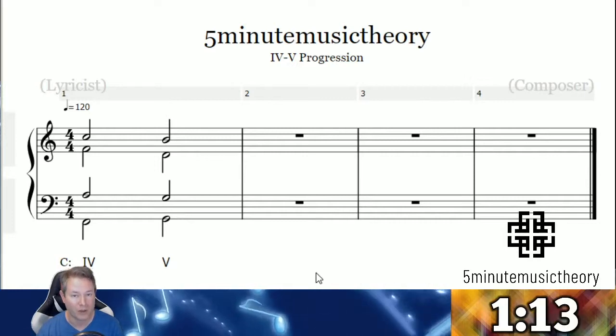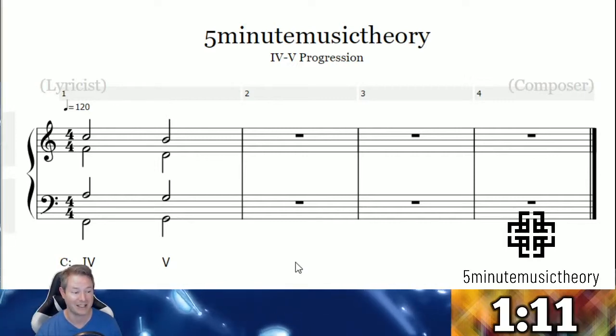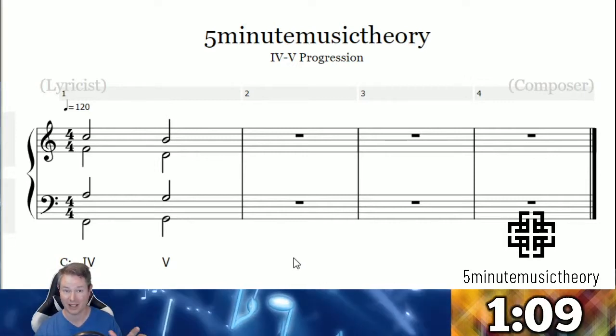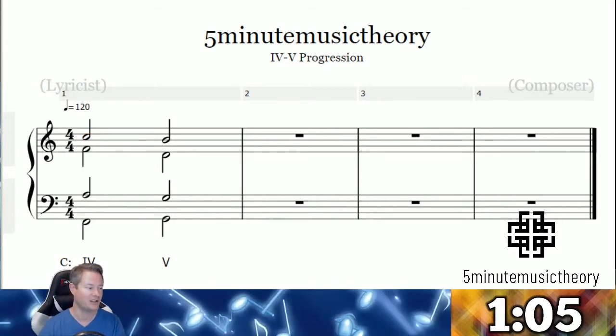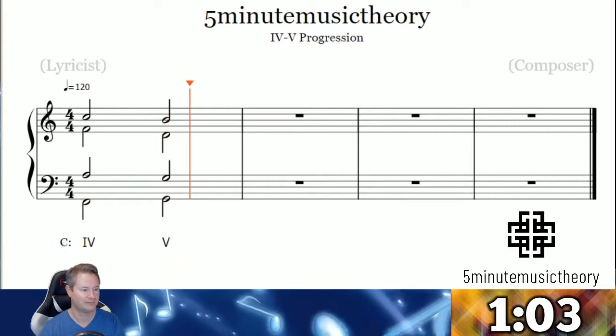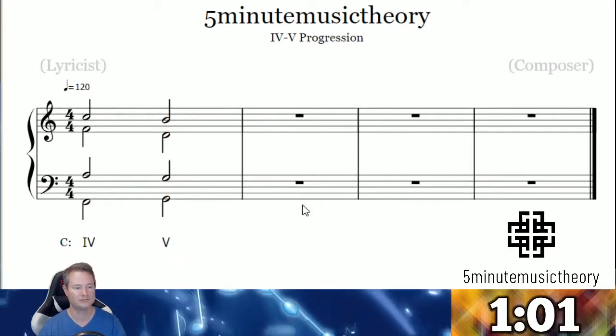Be very careful when writing root relationships of a second like this, because like I said and like I showed, it's very easy to accidentally write forbidden parallels. Let's take a listen. Beautiful. Thank you.